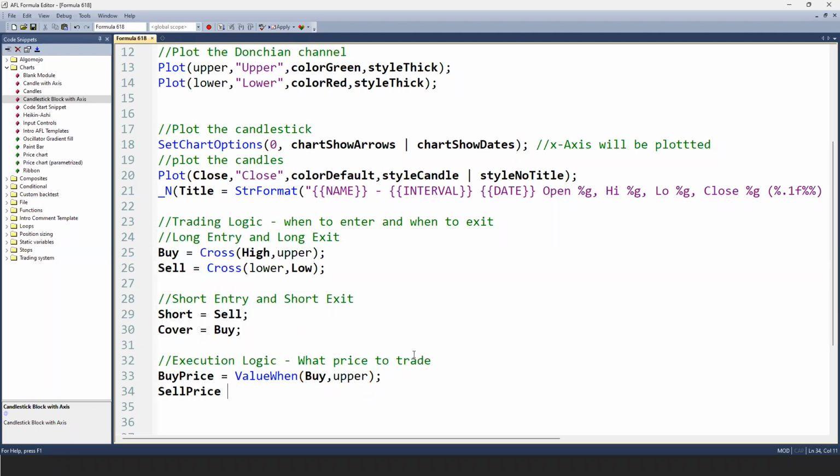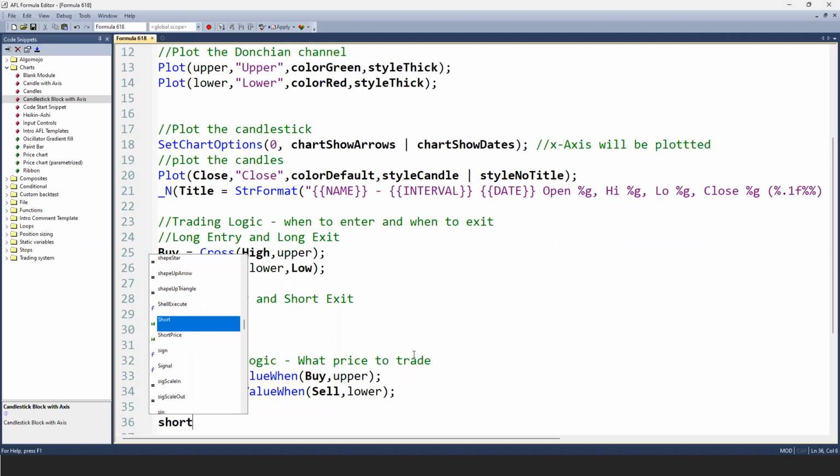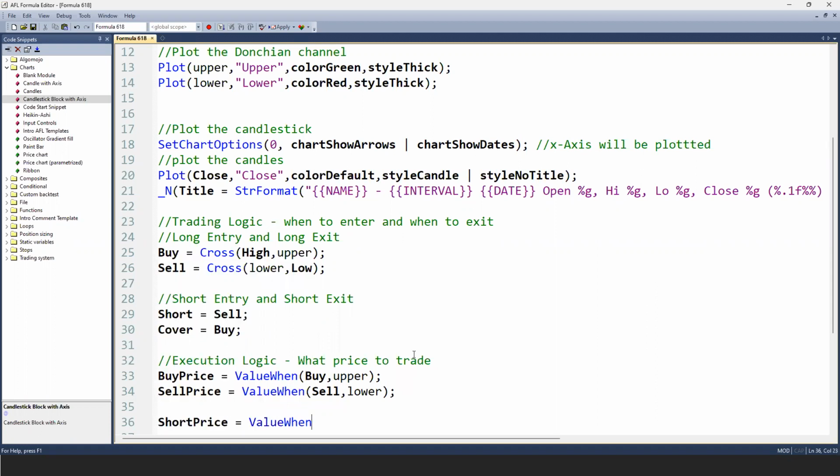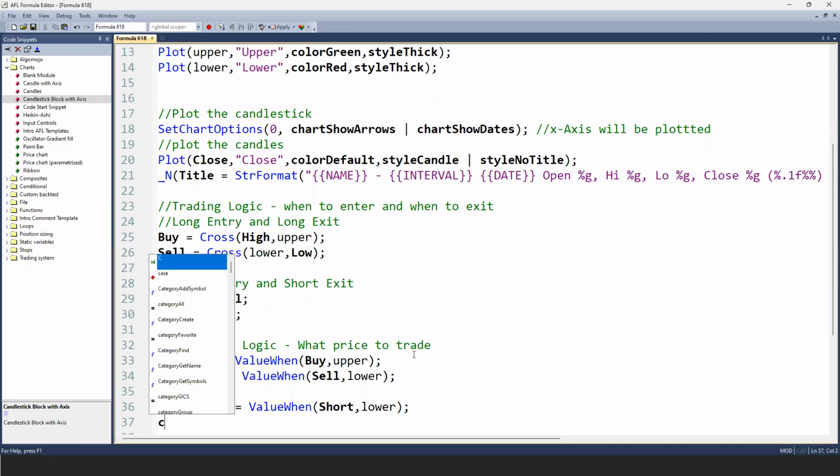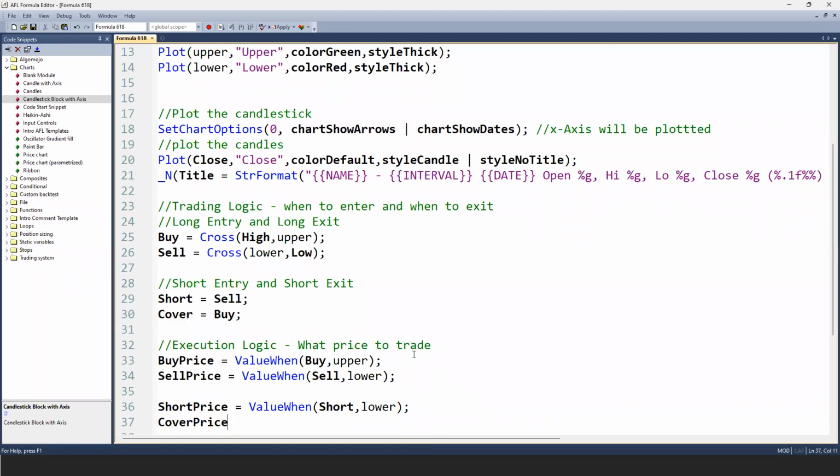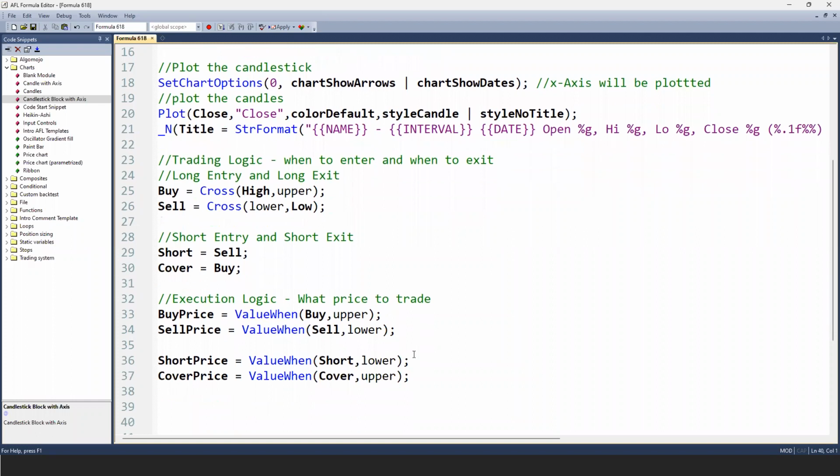Our sell price is nothing but value when sell, comma, lower channel. And likewise, short price equals value when short, comma, I want to execute at the lower price itself. And then cover price equals value when cover, comma, upper channel. All right, so trading logic is done.